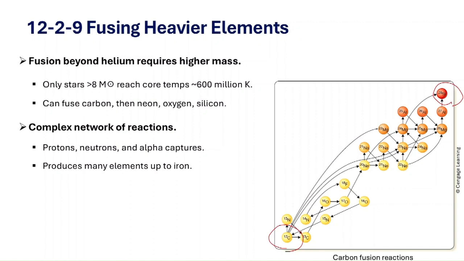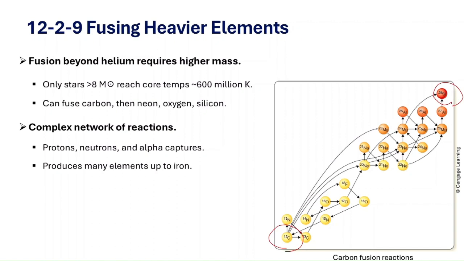Now here in this figure, notice the many arrows connecting nuclei. So this illustrates just how many reaction pathways exist in massive stars. So astronomers need detailed nuclear physics models to predict which elements form and how much energy is released.